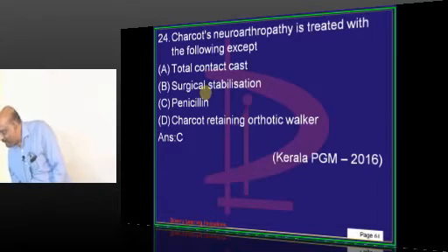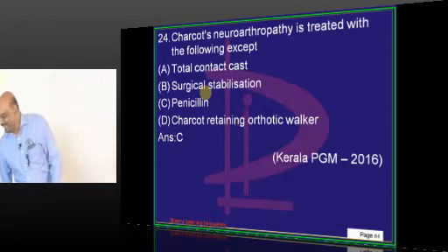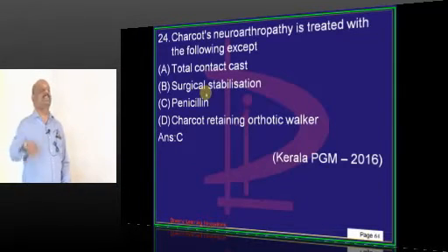Our 584 also is saying penicillin is used now. Because it is syphilis now. But burnt out stage of the syphilis.